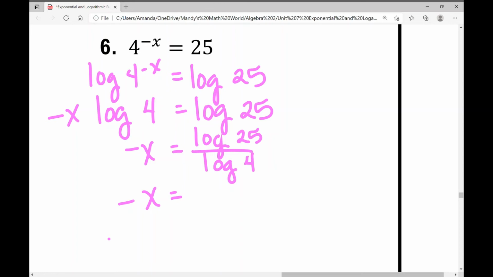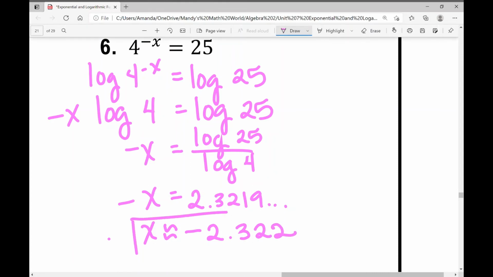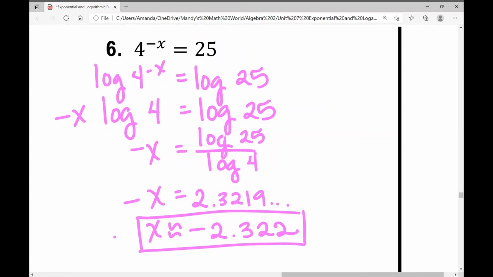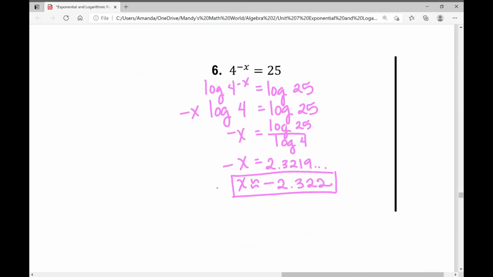Go ahead and pause this video and plug that into your calculator. And you should get 2.3219. But I don't want what negative x equals. I want what positive x equals. So x is approximately negative 2.322, right? I'm rounding to that third decimal place, the thousandths place. So that's problem number 6. Let's move on to problem number 7.